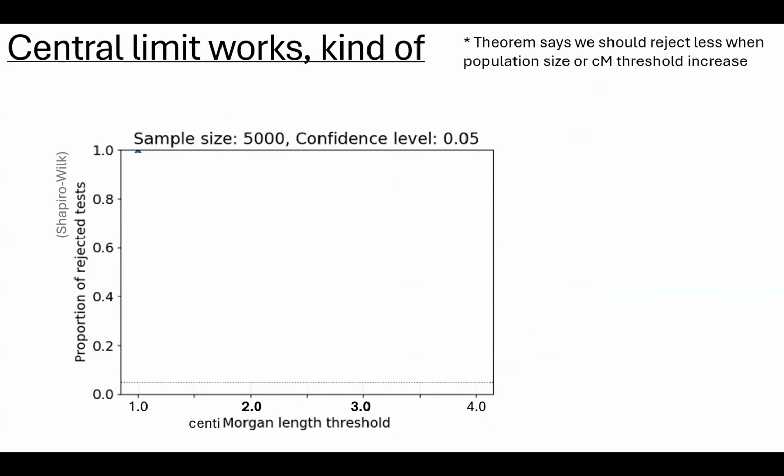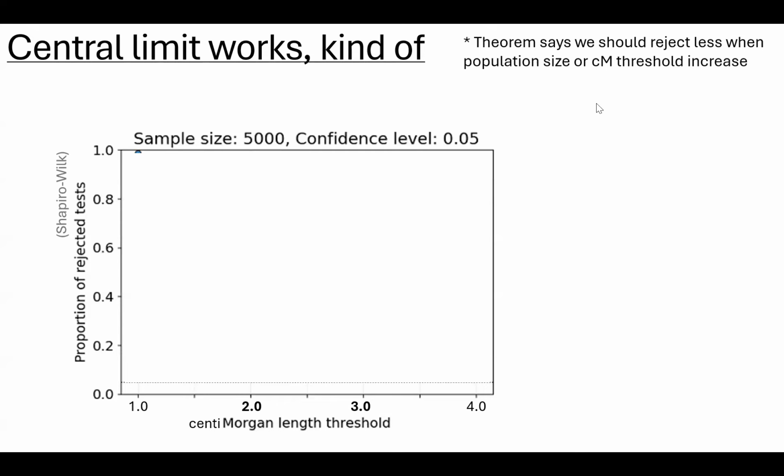On this slide, I'm going to walk through our main empirical study of our central limit theorem. What the theorem says is that we should reject a null model of normality less often when either the population size or the centimorgan detection threshold increase. We will use a Shapiro-Wilk test. The null model is normal distribution, and the alternative model is that the data is not normally distributed.